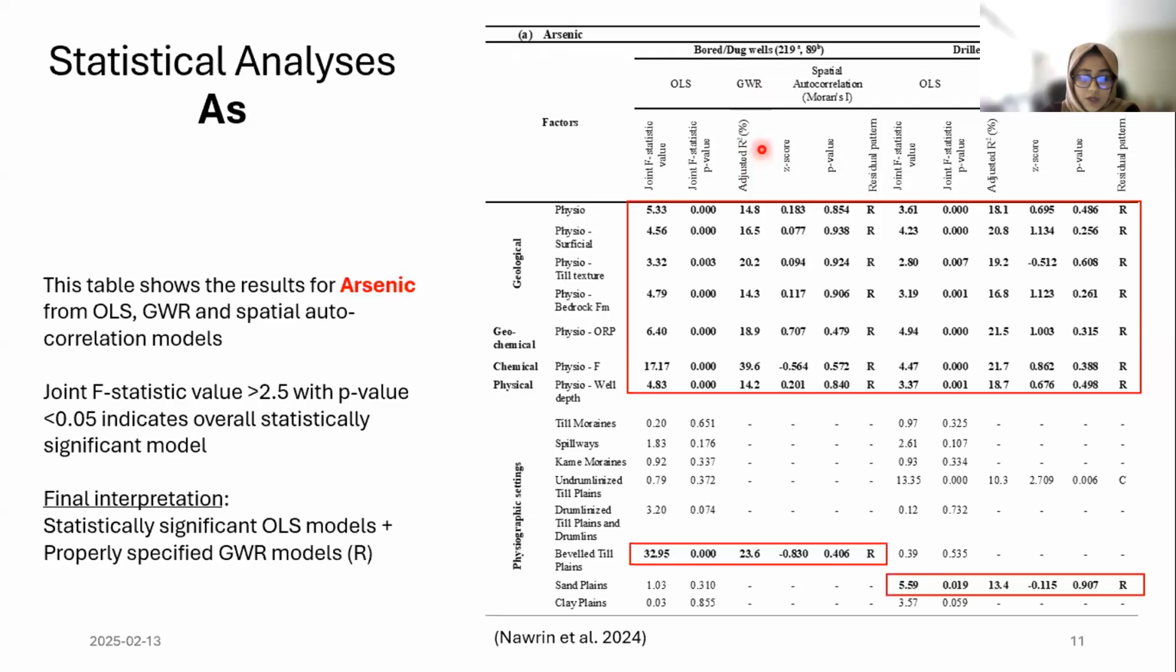Then spatial autocorrelation analysis helped us to find out the properly specified GWR models with random spatial pattern of GWR residuals, which are indicated by R in this table. So the red boxes in this table indicate the model results of arsenic that were considered for the final interpretation.